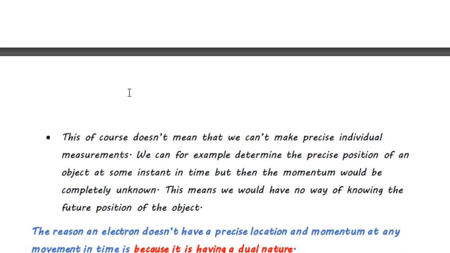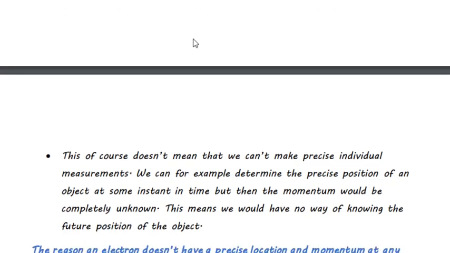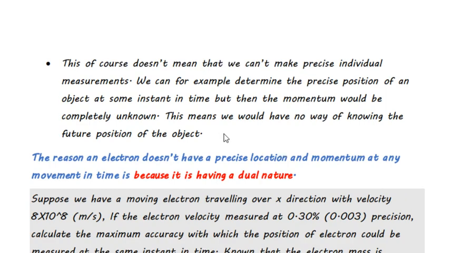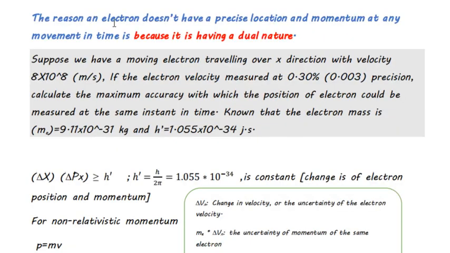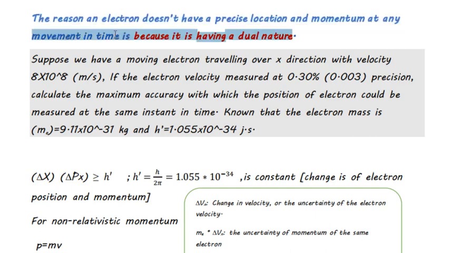Of course, from this point, it is impossible to measure delta x and delta p at the same time, but it doesn't mean that we can't make a precise individual measurement. We can, for example, determine the precise position of an object at some instant in time, but then the momentum would be completely unknown. This means we would have no way of knowing the future position of the electron. The reason an electron doesn't have a precise location and momentum is because of its dual nature. That means it has wave and particle nature at the same time.